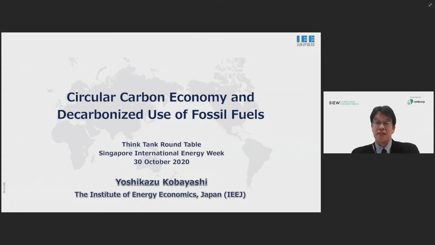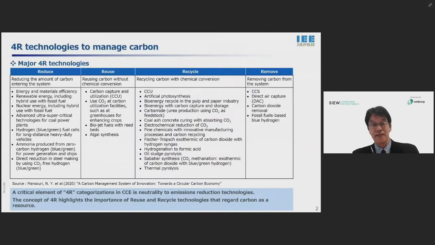As Yamashita-san has already explained the outline of our circular carbon economy scenario, I will add some more background or details of the outcomes and the implications of the scenario. Since some of the slides overlap with Yamashita-san's previous remarks, I may skip some of them to avoid redundancy.